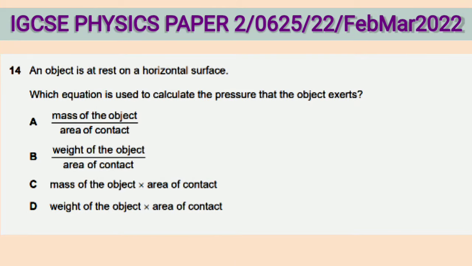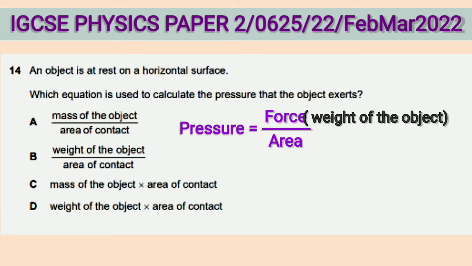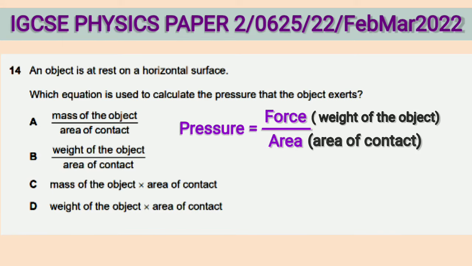14th question. An object is at rest on a horizontal surface. Which equation is used to calculate the pressure that object exerts? We know formula for pressure is force upon area. Force in this case will be weight of the object and area will be area of contact, because pressure is inversely proportional to area of contact.